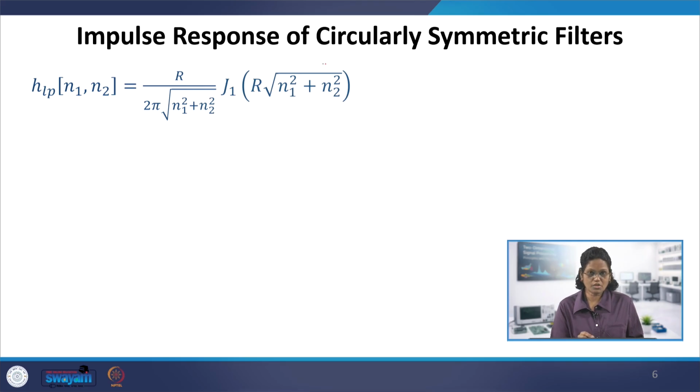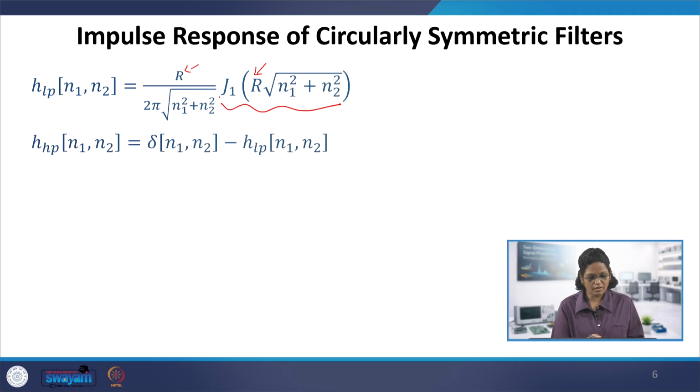The impulse response of the low pass filter, h of LP, uses R, which we had used as omega c in the previous expression. This omega c is nothing but R, and the impulse response is R divided by 2 pi root of n1 square plus n2 square, times J1, the Bessel function of the first kind, here of first order, with argument R, that is omega c, root n1 square plus n2 square. This is the impulse response of the circularly symmetric low pass filter.